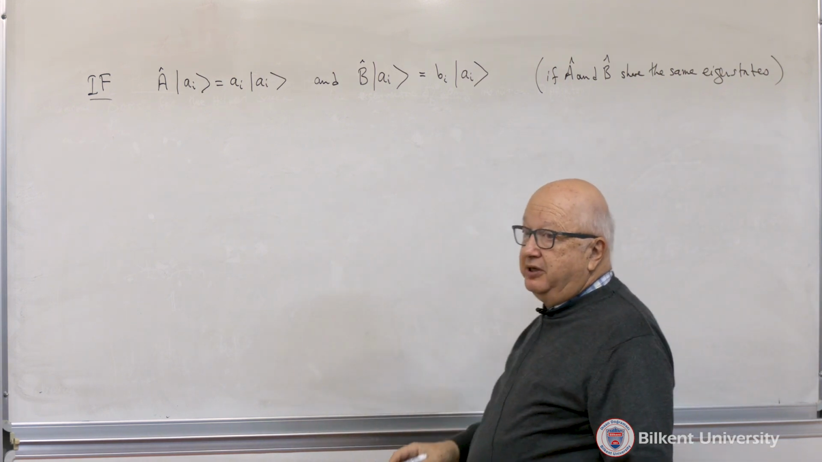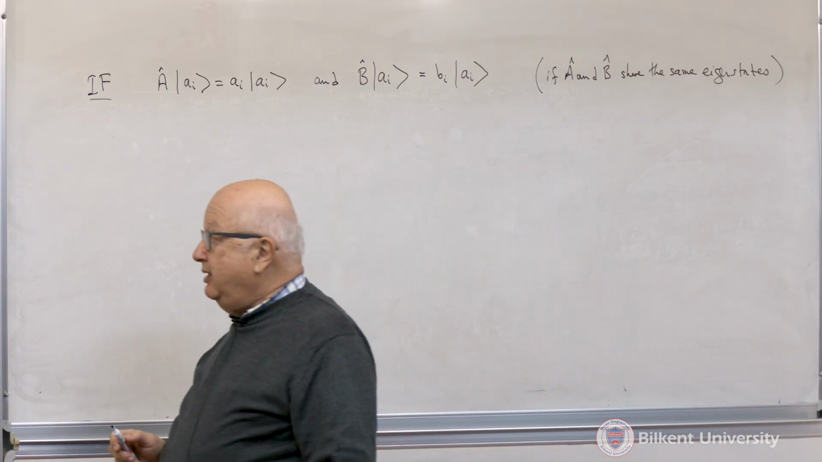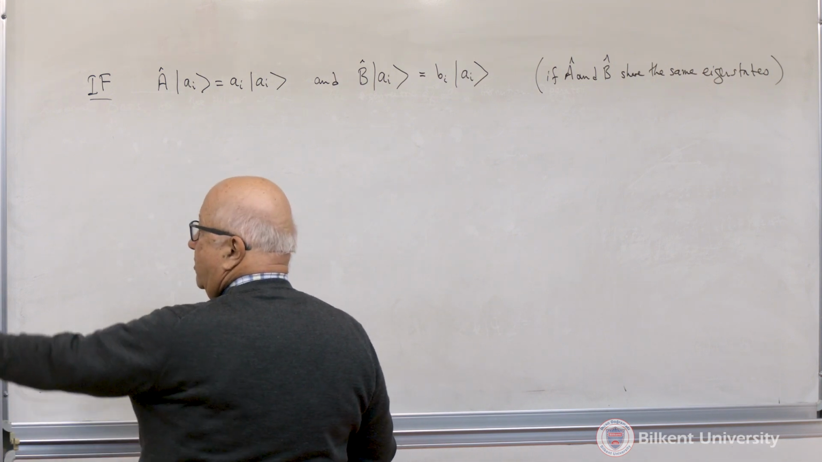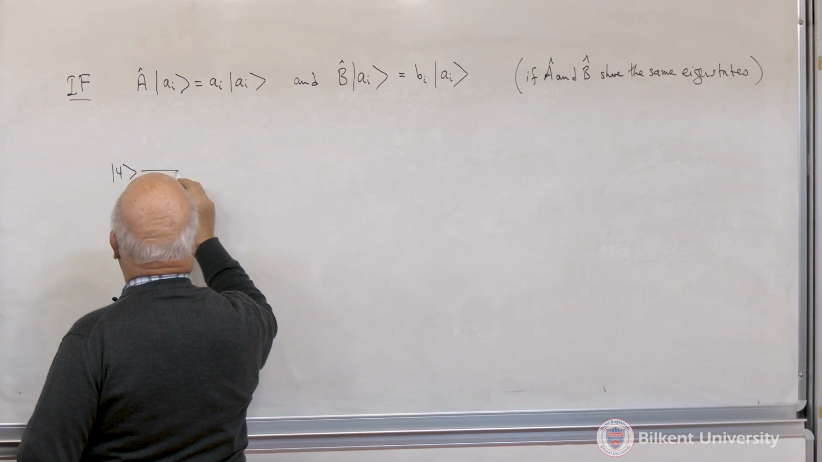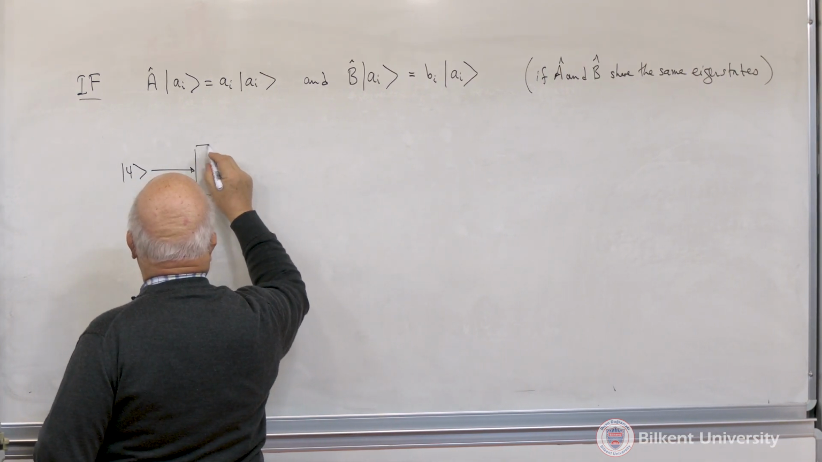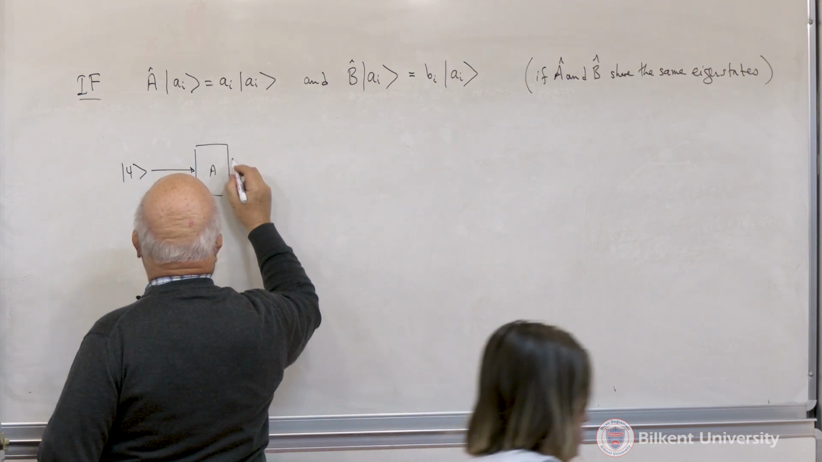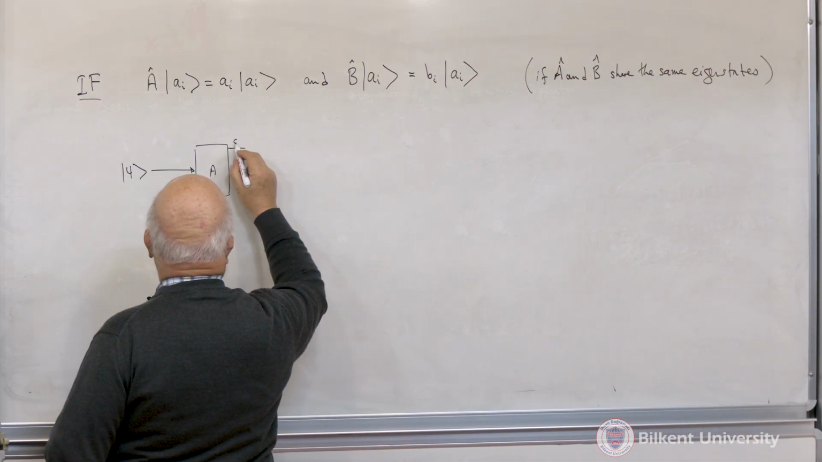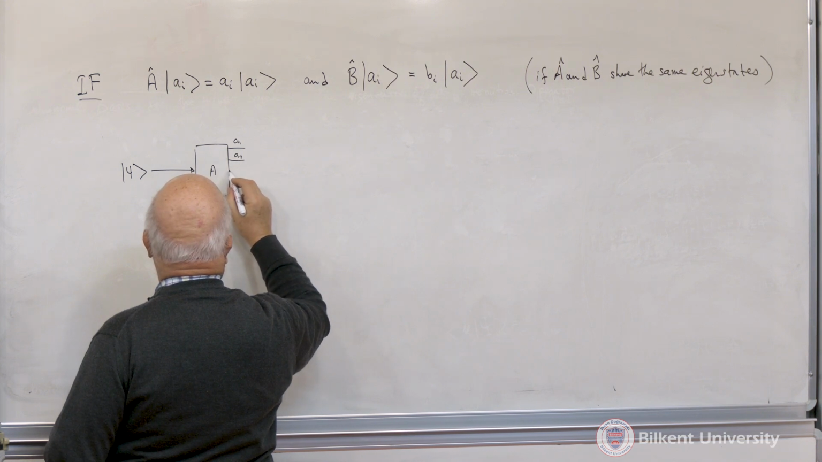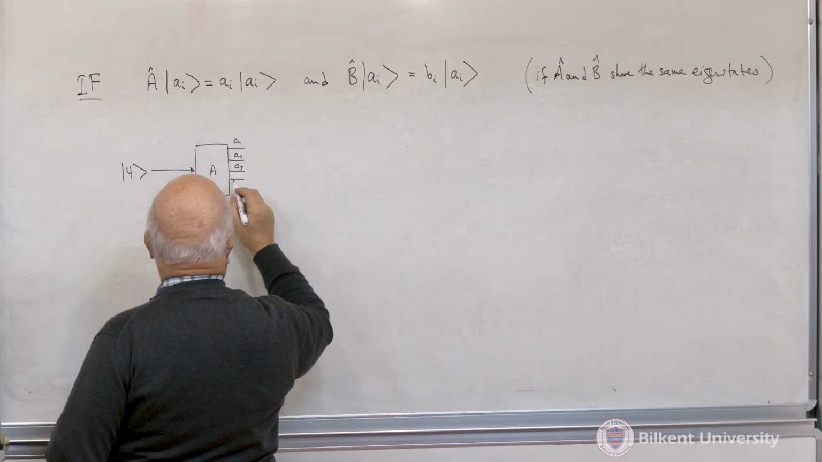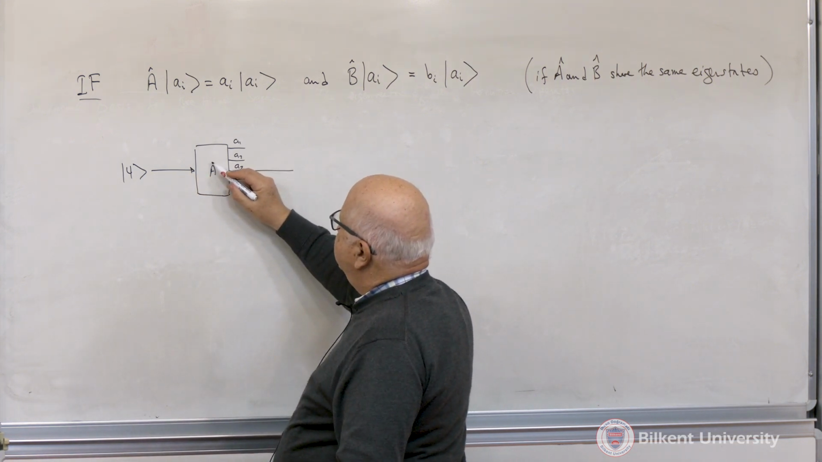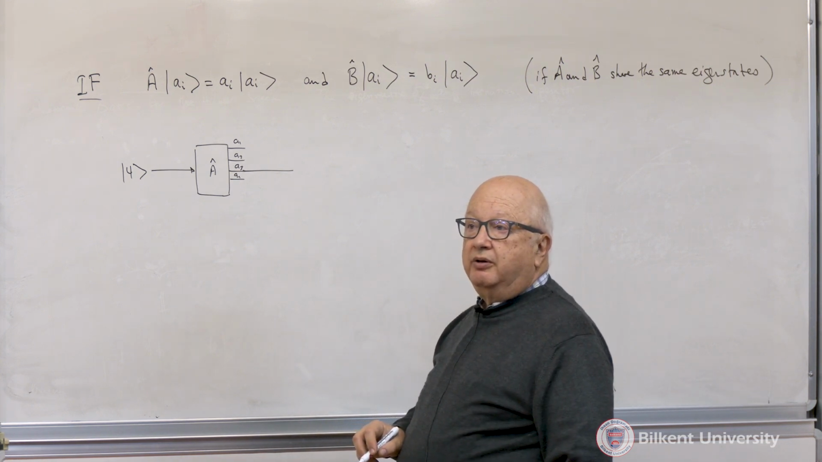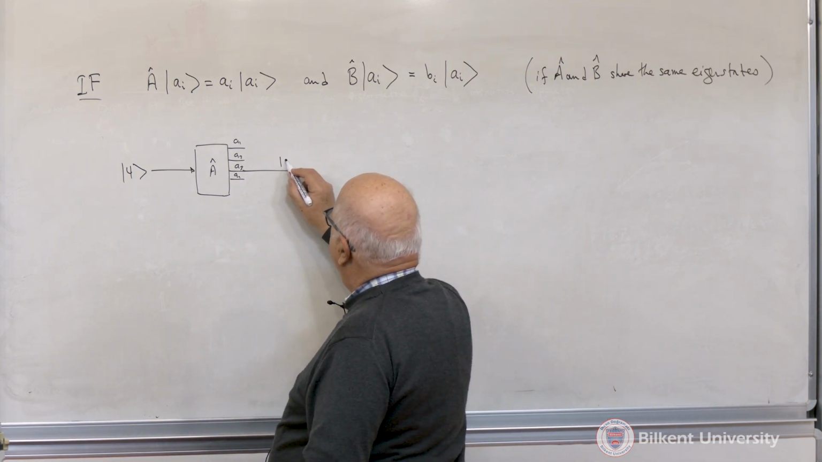Okay, so if A and B share the same eigenstates, then what happens? Well, let's do our experiment again. Here comes an initial psi, which I have very little idea about. Then I make a measurement A, and out comes possible results, A1, A2, A3, A4, etc. Suppose this time I measure that the outcome is A3. So the system is now in state A3.